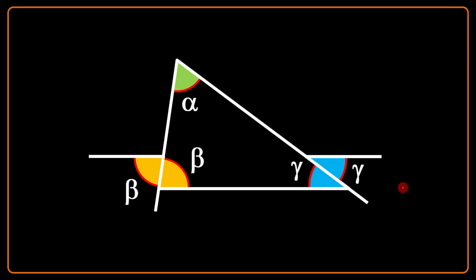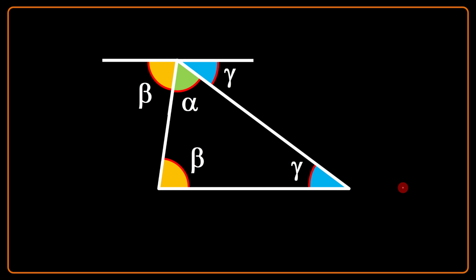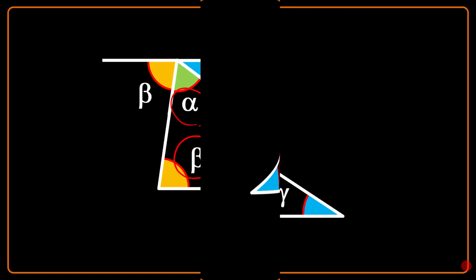Let's shift them up on the top. Here you see that alpha, beta, and gamma are making a straight angle. So internal angles of a triangle will always add up to make a straight angle.